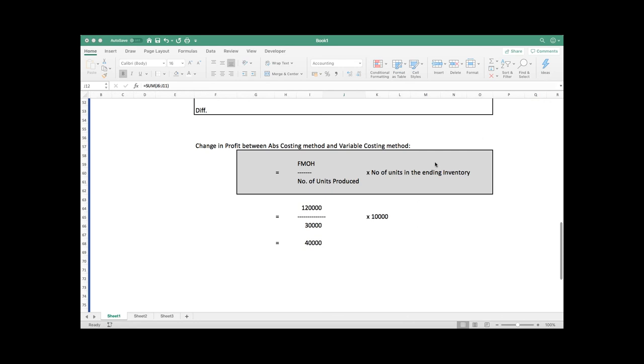And use this formula to find the difference in the profit or inventory at the end of the period, okay, to avoid any other calculations and wasting your time. Better use this formula: fixed manufacturing overhead divided by total output times number of units in the ending inventory.